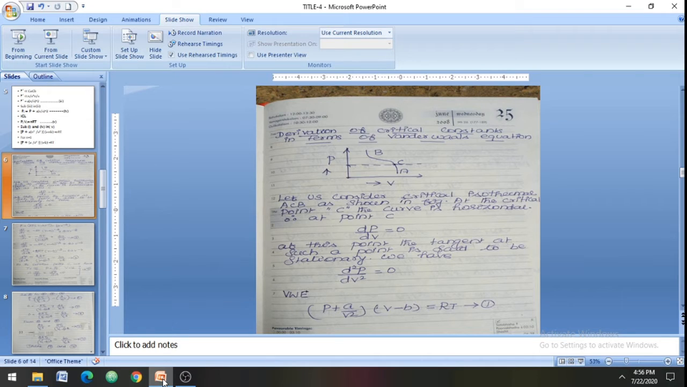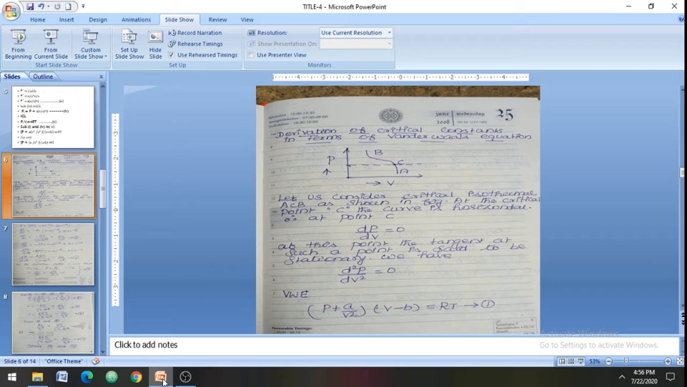So let us consider the isothermal curve, or critical isothermal. You see this diagram. In this diagram, the x values are volume and the y values are pressure. So we have the curve ACB as shown in the figure. This is the critical isothermal. What is the meaning of critical isothermal? Isothermal means constant temperature. The critical point is the maximum or optimum level.